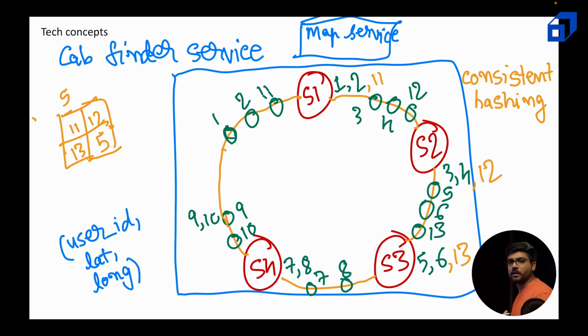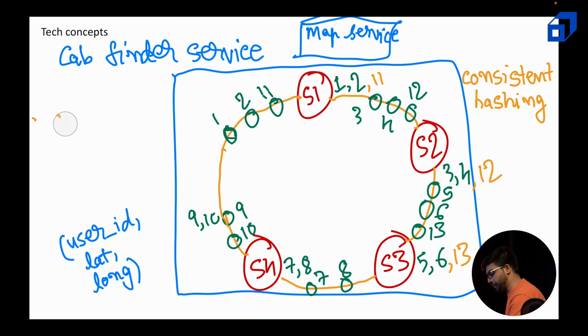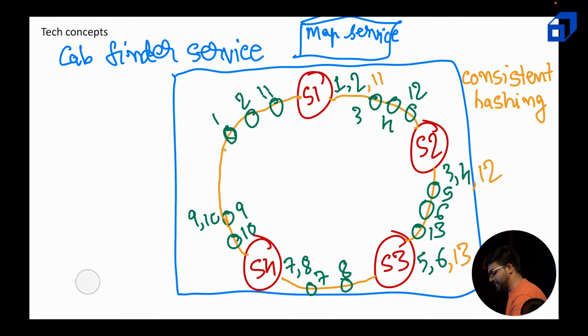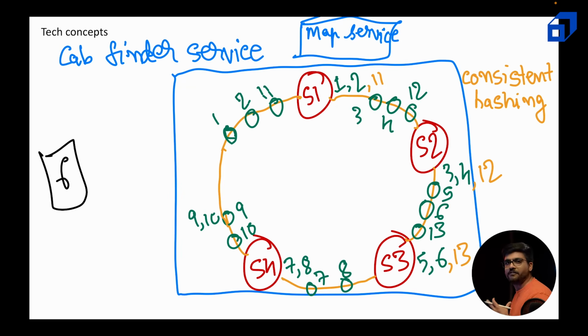So if there are any requests for the particular chunk ID, do assign it to me. For example, in the earlier, let me just get rid of some of the clutter over here. So for example, if we receive a request from a user belonging to chunk ID 6, what the cab finder service does is, first of all, it will identify which server is catering to that particular chunk ID.